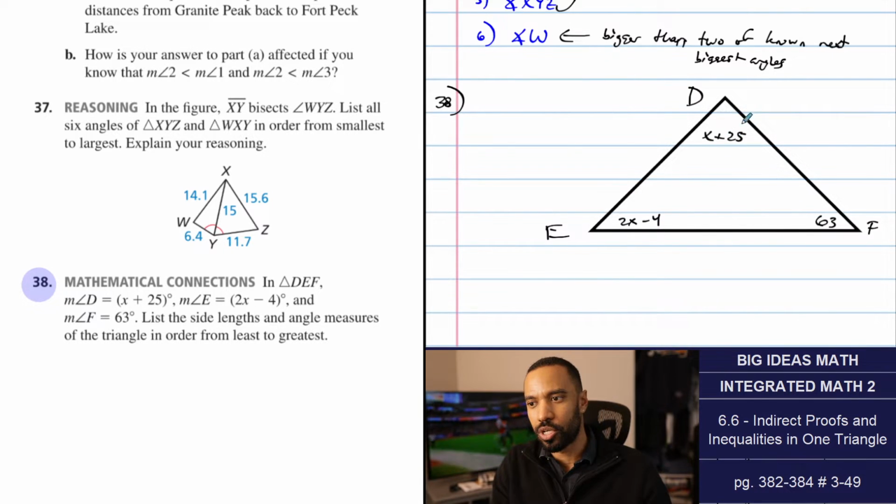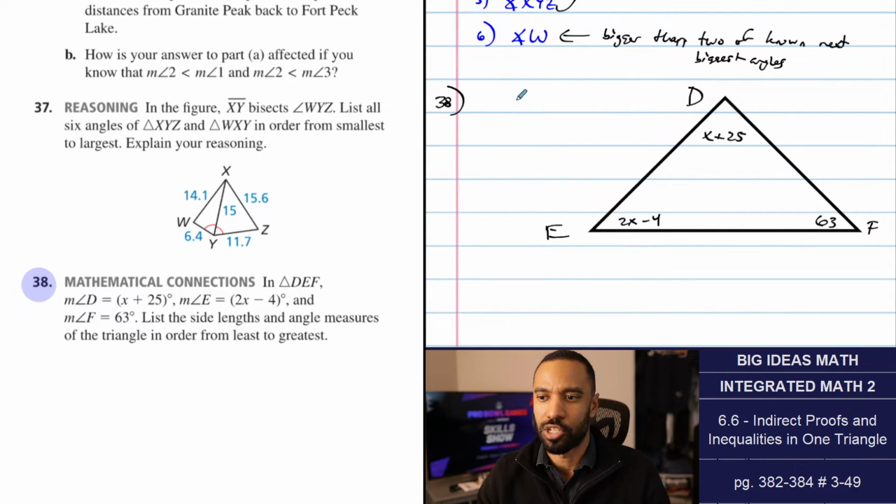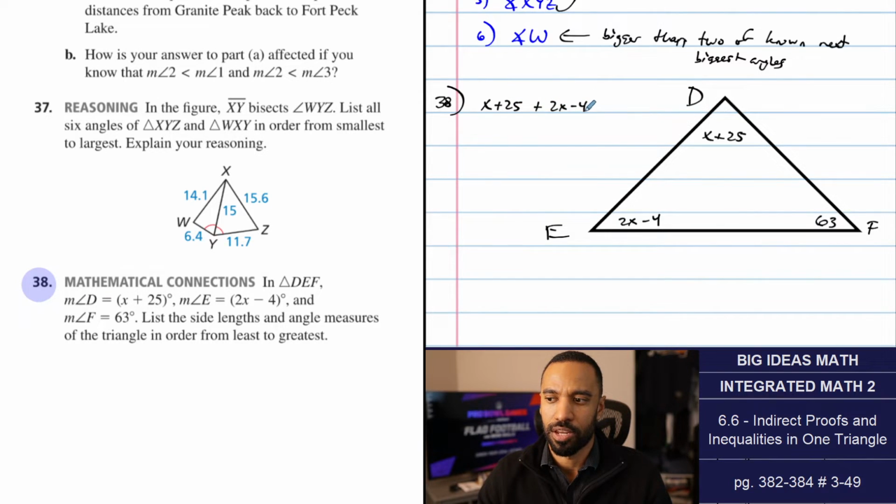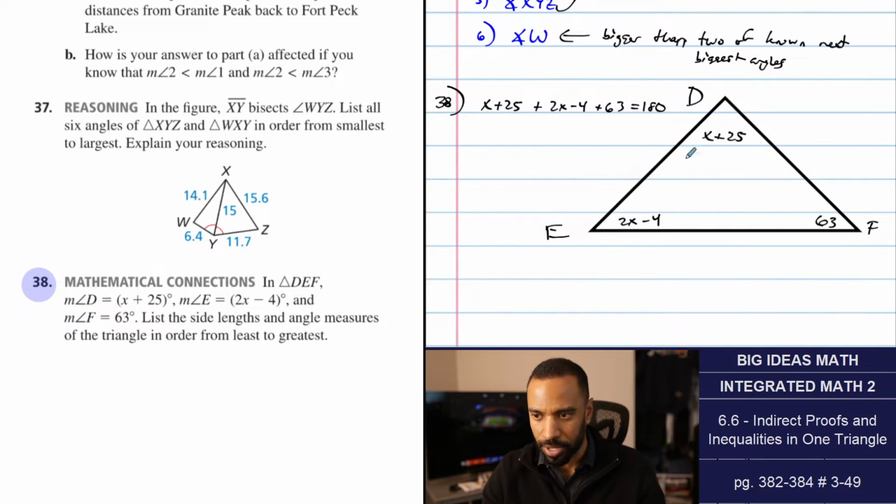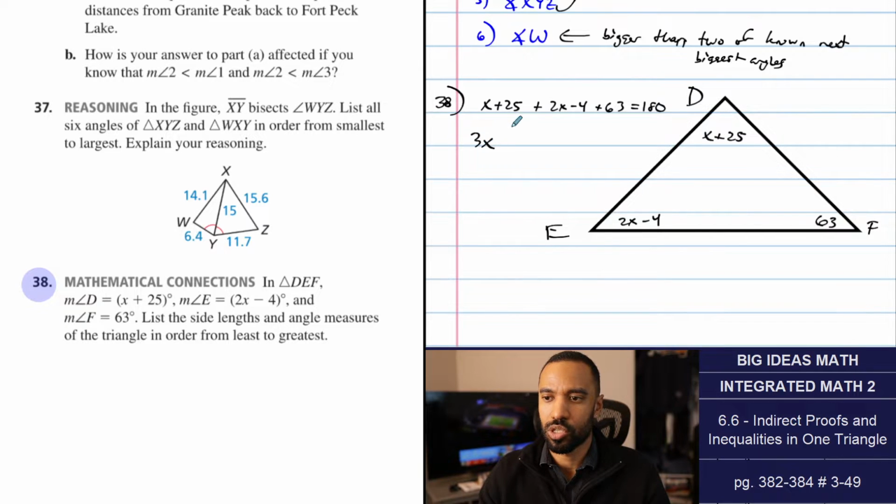Well, what we do know for sure is that all three angles in the triangle have to add to 180. So x plus 25 plus 2x minus 4 plus 63 equals 180. Let's solve for x, and when we plug in x, let's figure out how these angle measures actually compare. x plus 2x is 3x. 25 minus 4 is 21. Plus 63 is 84.